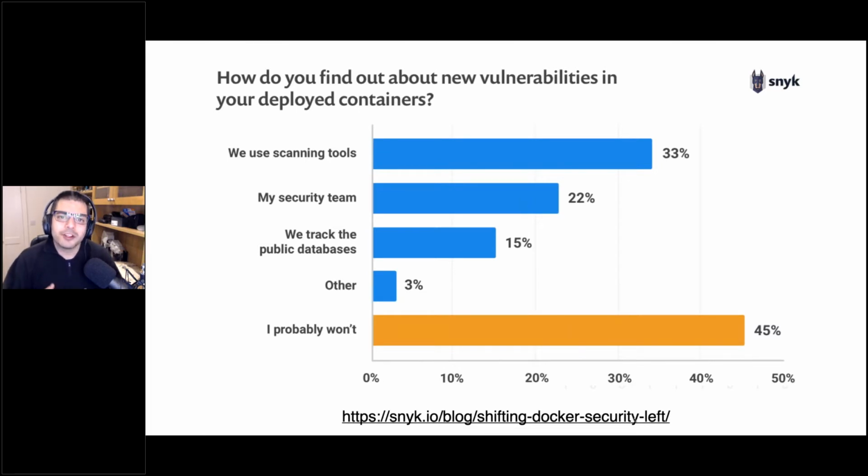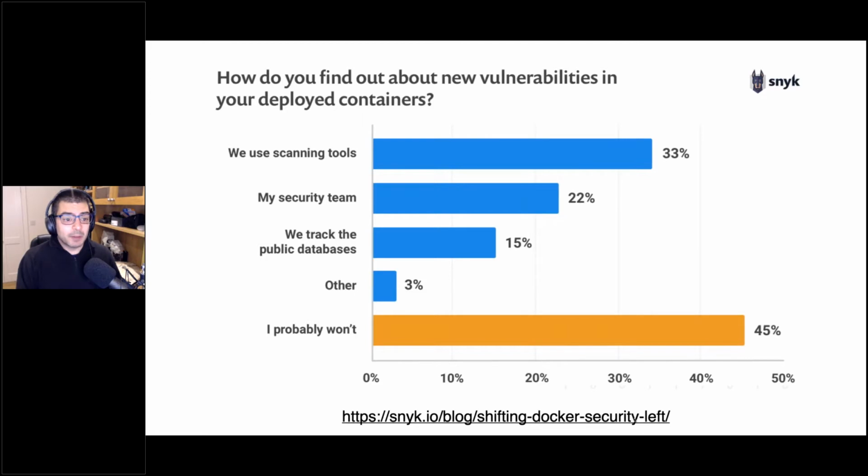But what about when we go to production? How do we find out about new vulnerabilities? Vulnerabilities are becoming known all the time, every day. We update our vulnerability database daily. So how do we know? How should we be notified of a new vulnerability that exists for some of our production containers?